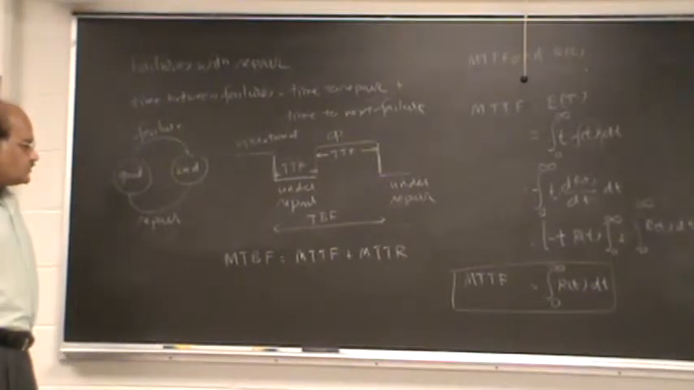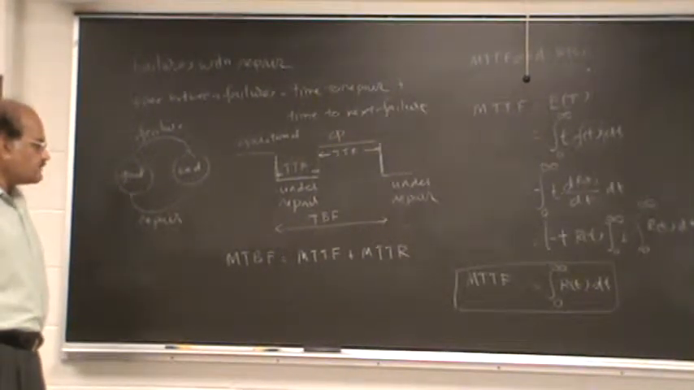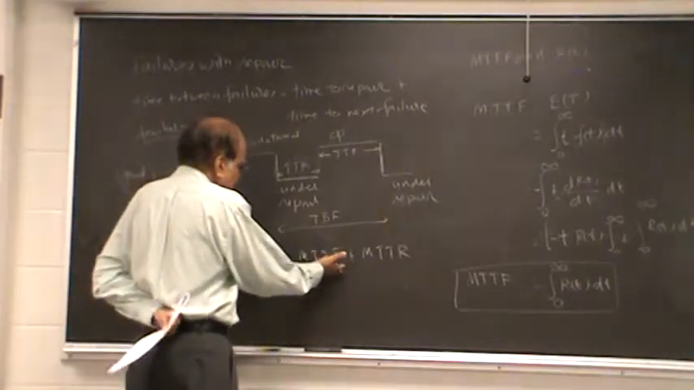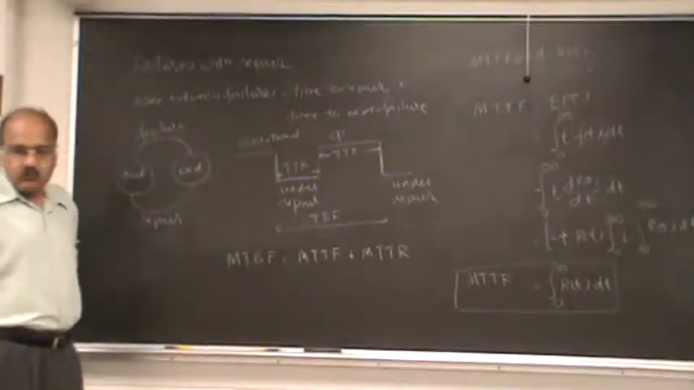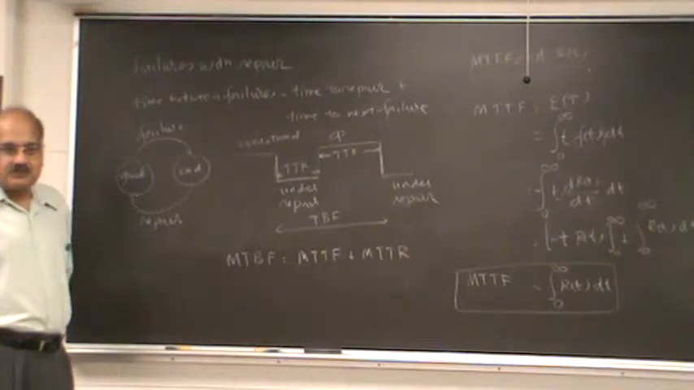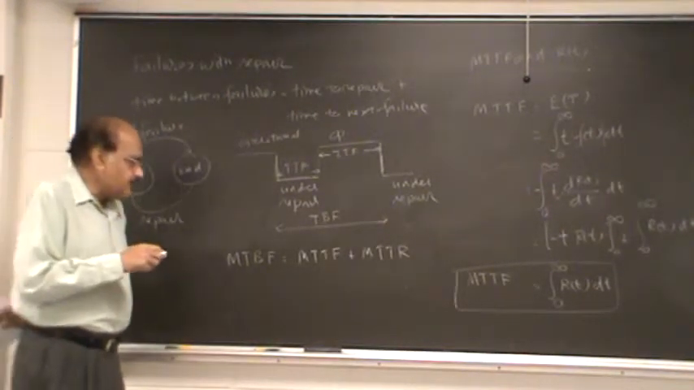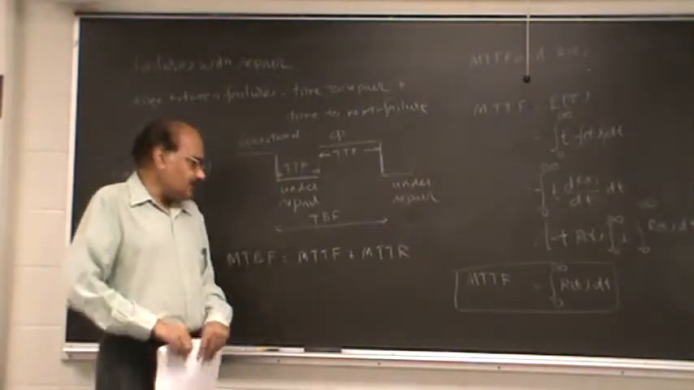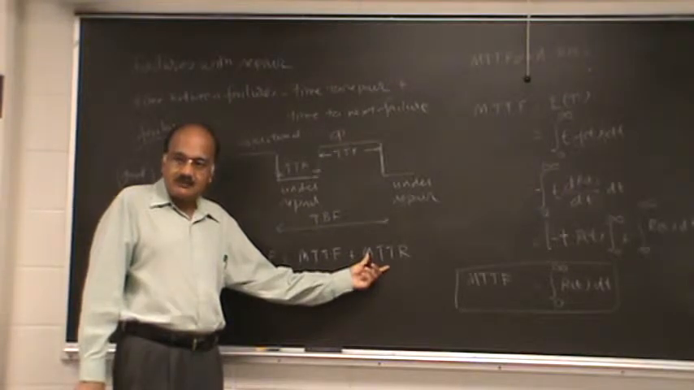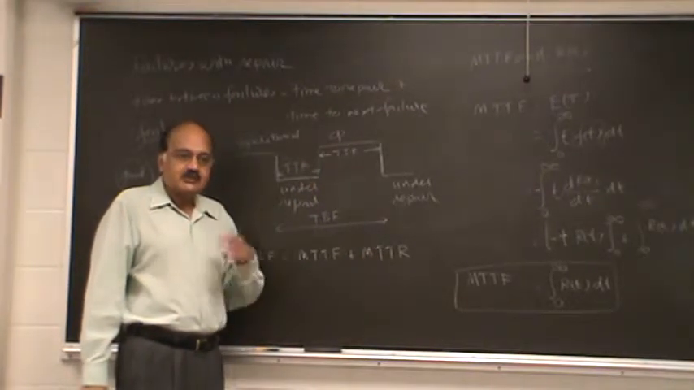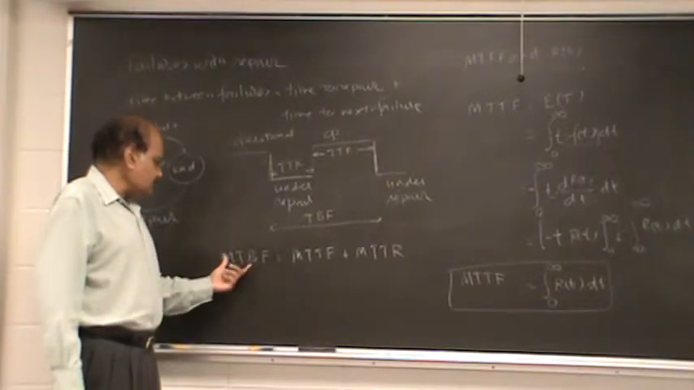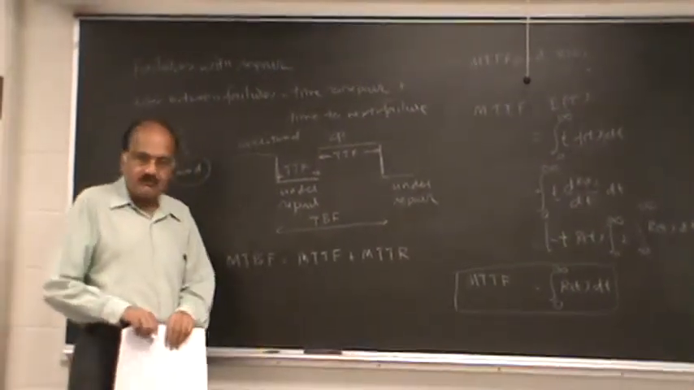Now sometimes people use the terms mean time between failures and mean time to failure interchangeably. For describing the same thing, they will sometimes call it by this name and sometimes by that name. And that would be a reasonable approximation, provided mean time to repair is negligible. If the system goes up very soon, then mean time between failures is almost the same thing as mean time to failure.